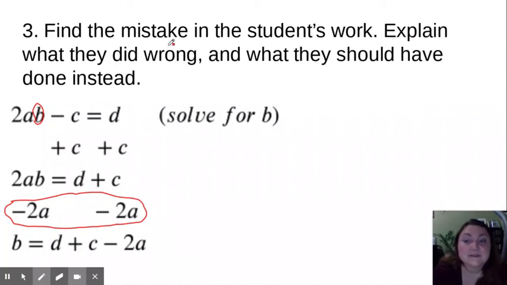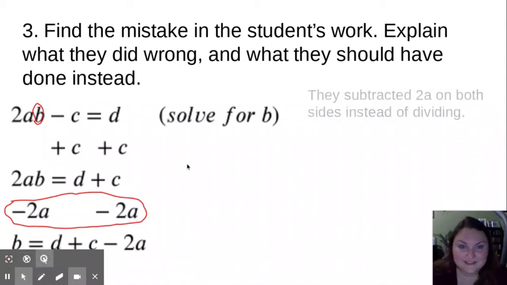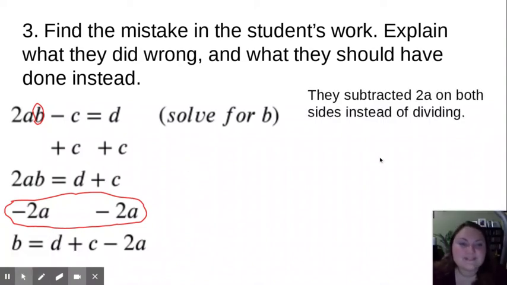Now, if I'm trying to explain what they did wrong, if you were to say something like they subtracted 2A instead of dividing. So let me switch back to this. If you were to say something like this, they subtracted 2A on both sides instead of dividing, that's good. You are doing what the question asks. I'll be happy. You get full points. You explained what they did wrong.